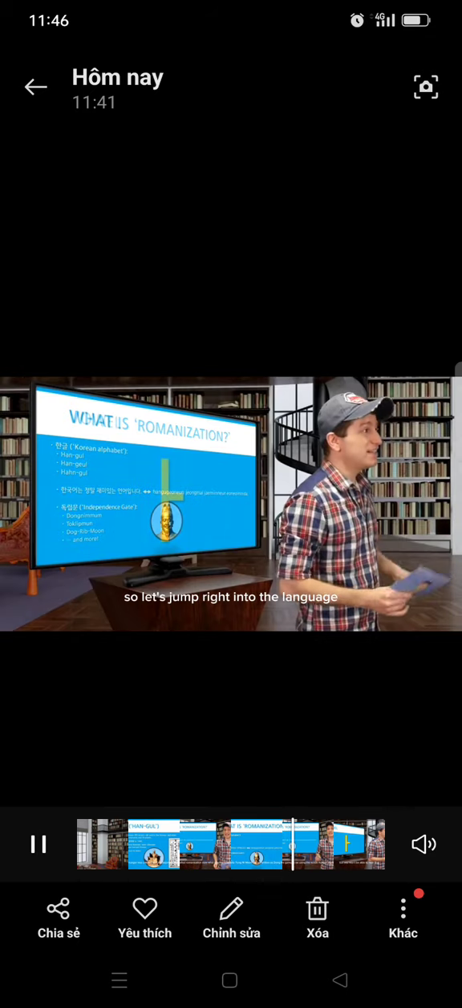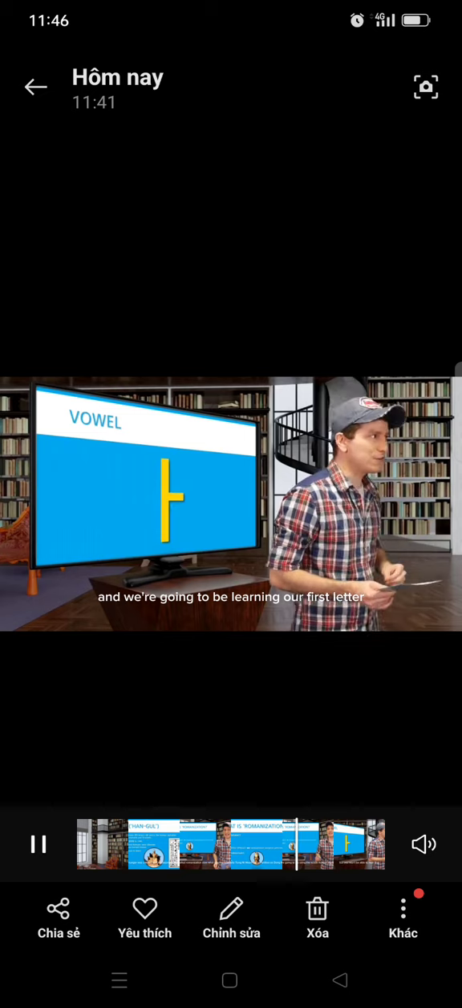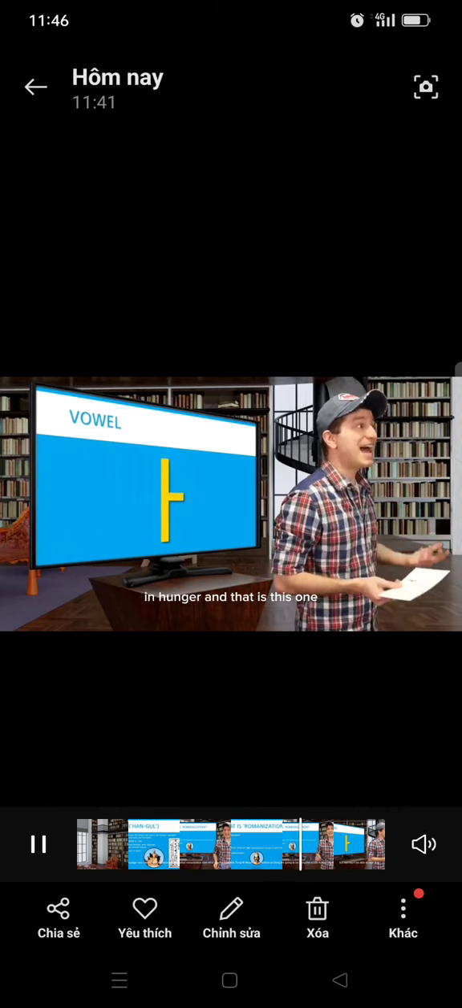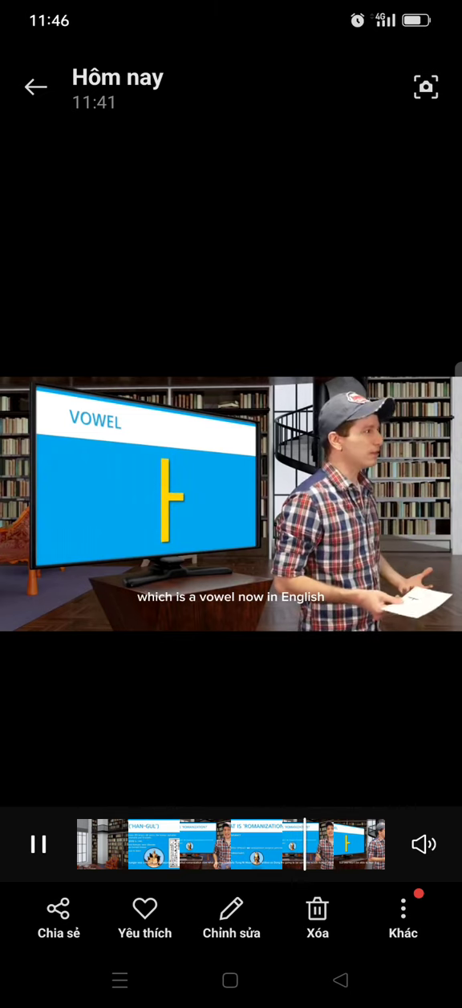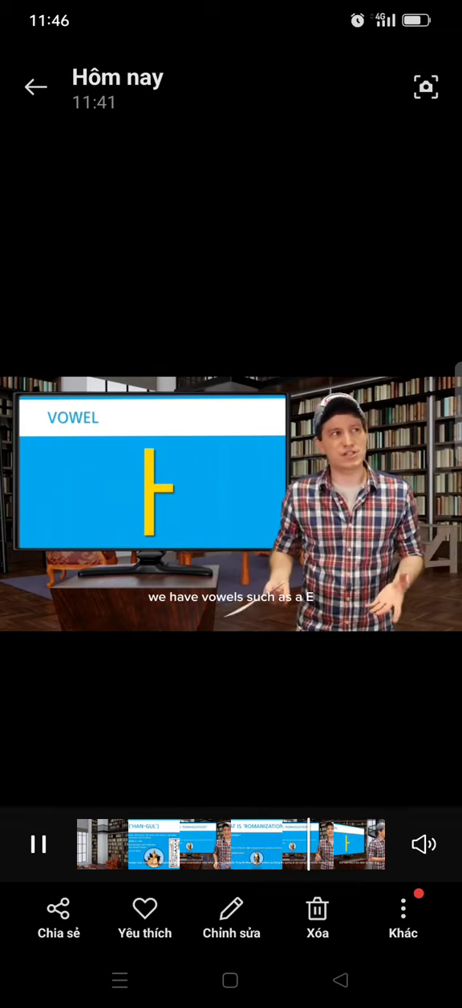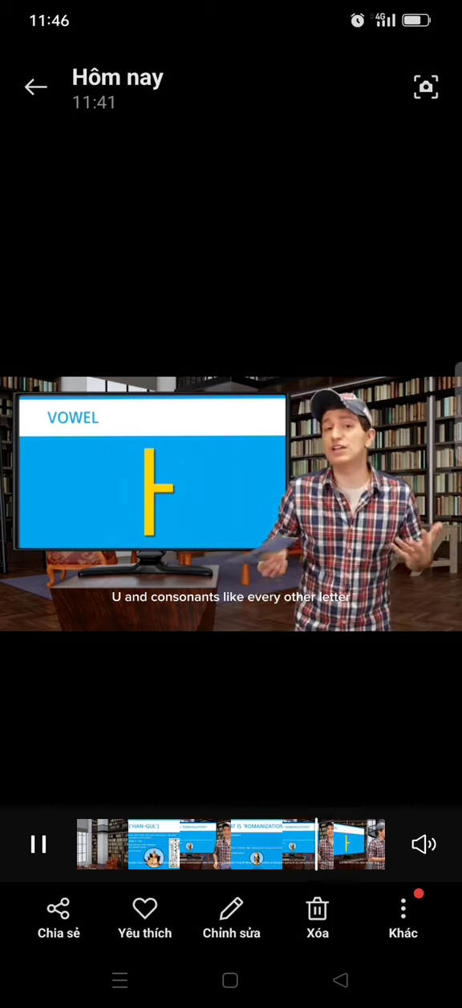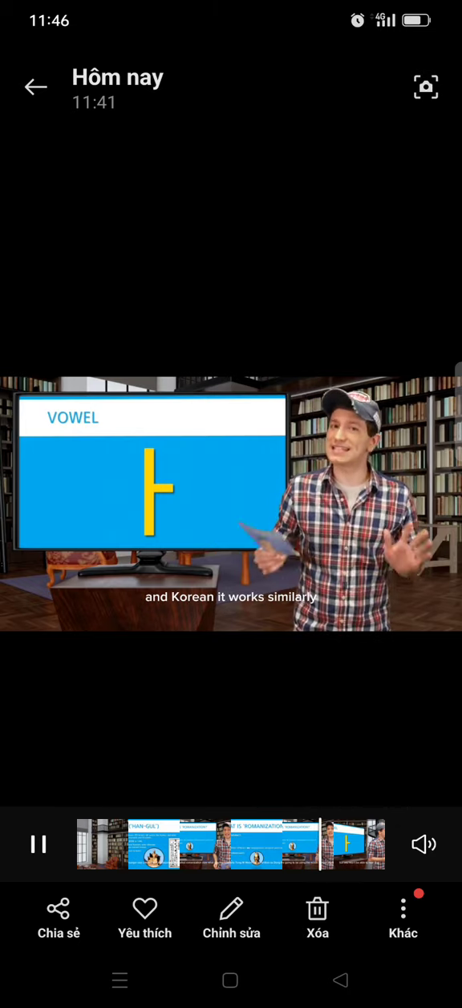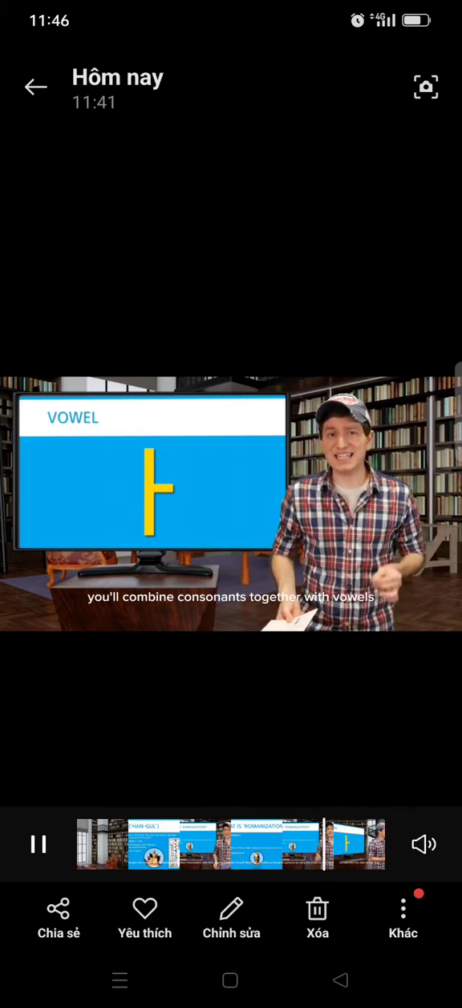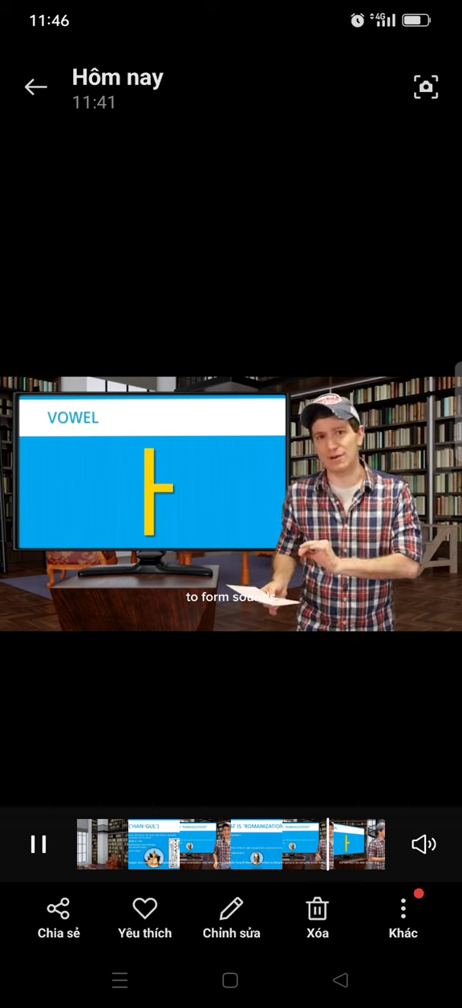So let's jump right into the language, and we're going to be learning our first letter in Hangul, and that is this one, which is a vowel. Now, in English, we have vowels such as A, E, I, O, U, and consonants like every other letter. And in Korean, it's similar: you combine the consonants together with vowels to form sounds.